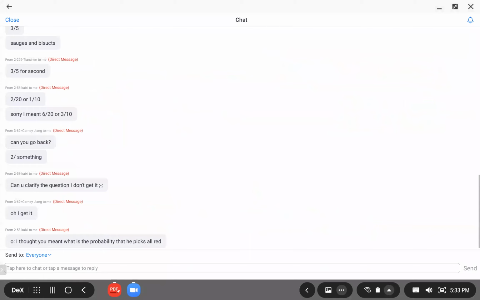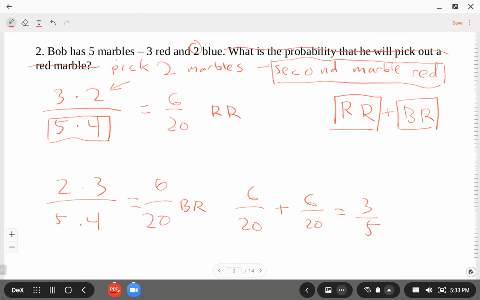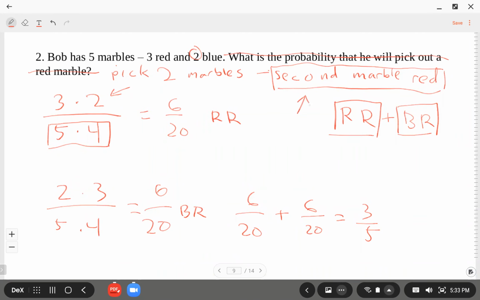So does everybody understand? Very good. As I said, the second marble has to be red. I did not say anything about all the marbles being red. But if you were really calculating for all the marbles being red, yes, you would be correct. This would be all marbles being red.